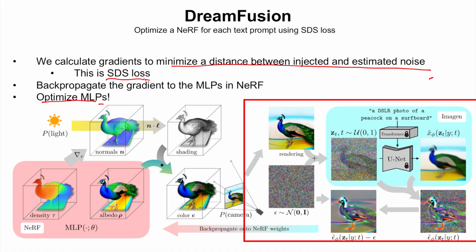But as you can see, we optimize NeRF for each text prompt using SDS loss. That means a NeRF is dedicated to only this text prompt. This is not a generalizable system. This NeRF is only optimized for this text prompt. If you are interested in another text prompt, you need to train again, and then you can render it. If you totally change the text prompt, then you need to train NeRF again.